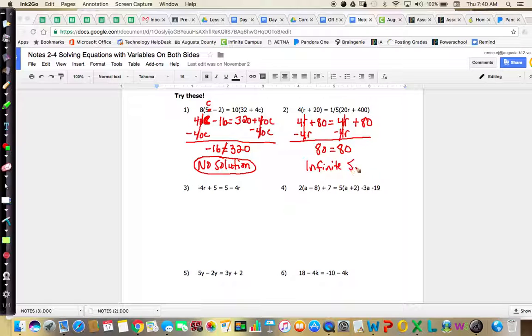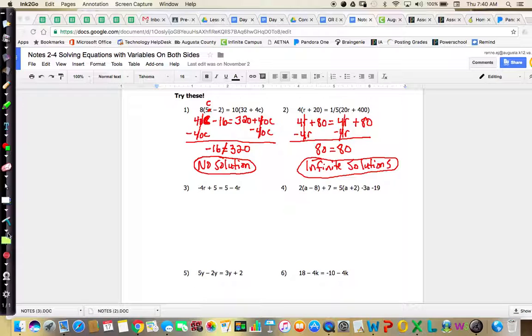And if you look at the step before I cancel out the 4r's, you will see that both sides are exactly the same. Look here, 4r plus 80 equals 4r plus 80. So if they're both the same, then any single number I plug in is going to be equal.